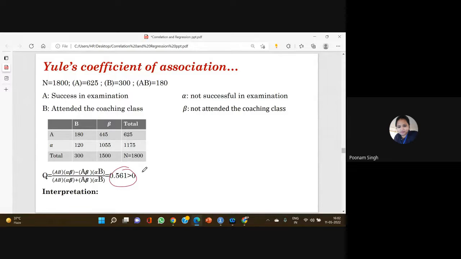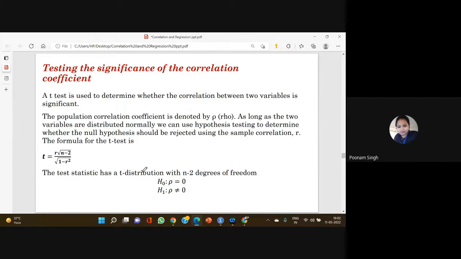We can also interpret it that way. So it is showing the positive association between both. So this is how you can interpret Yule's coefficient of association. Okay. Coming on to the most important thing, that is testing the significance of correlation coefficient. Before that, let me tell you the limitations of correlation.